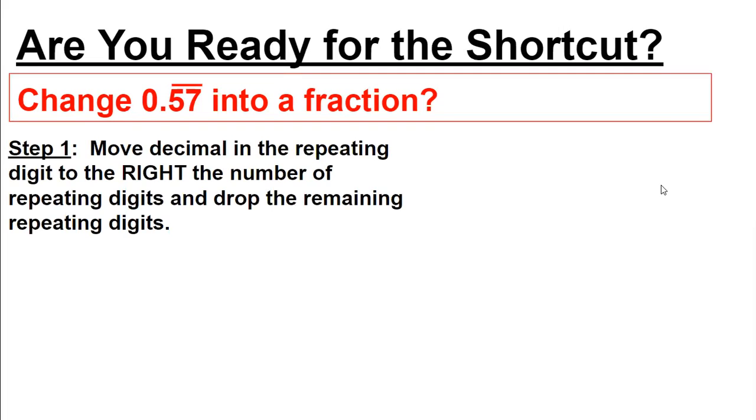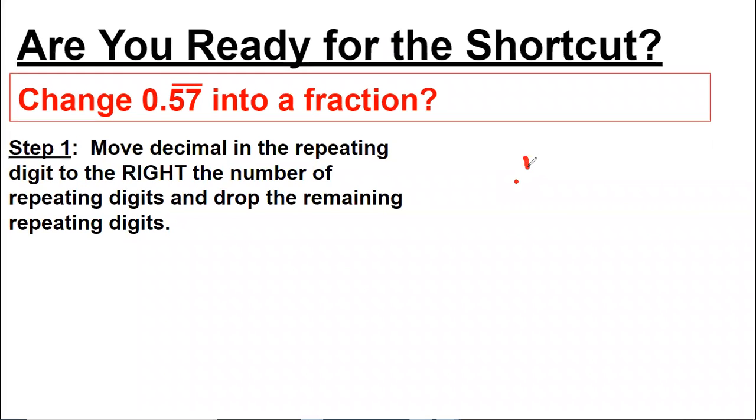Here's the shortcut. We're going to move the decimal to the right the number of repeating digits, and drop the remaining repeating digits. So, for example, we have 0.57 repeating as it stands right now. And we know that the 5 and the 7 are going to go on forever and ever. We are going to move our decimal how many places to the right? Well, we have 2 digits that repeat, a 5 and a 7, so we're going to go 1, 2 digits to the right. That's the same as multiplying by 100 using the long method, correct? Yes.